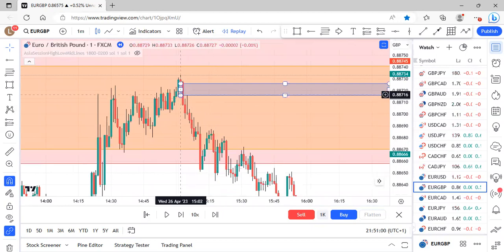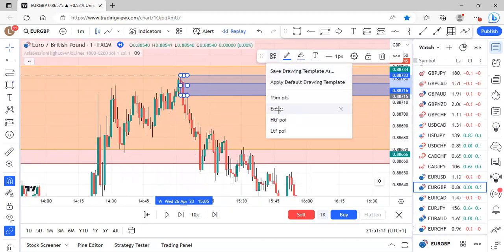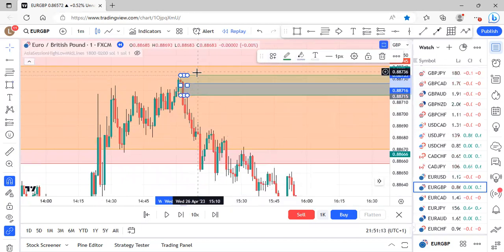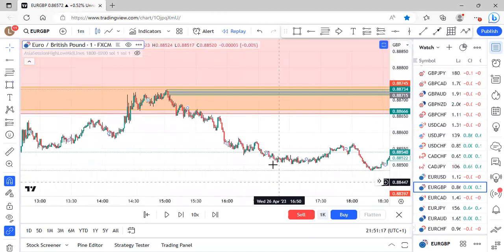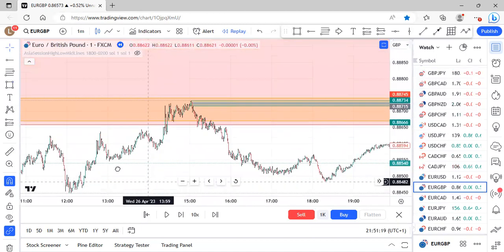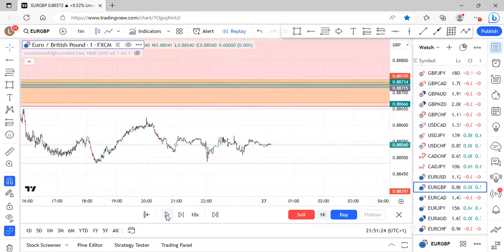Obviously, this would have been my entry once it breaks 1 minute down again. Blue box is imbalance. And set. See how close it comes to filling that imbalance.